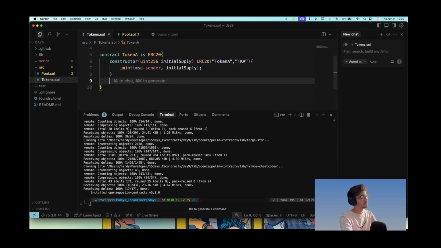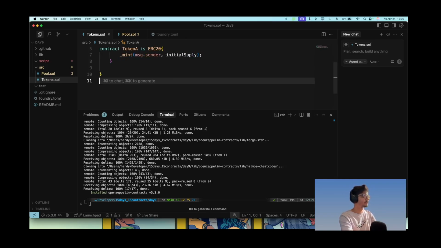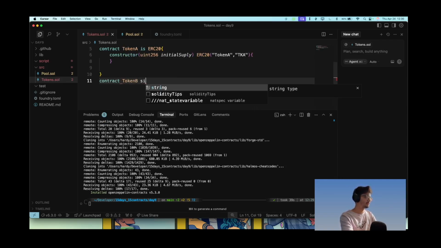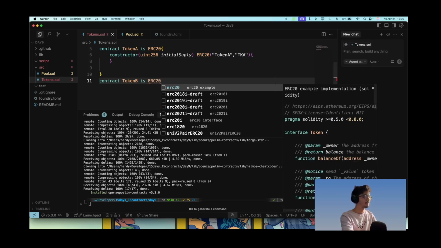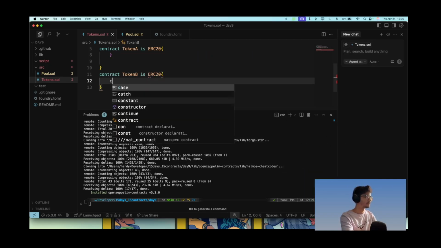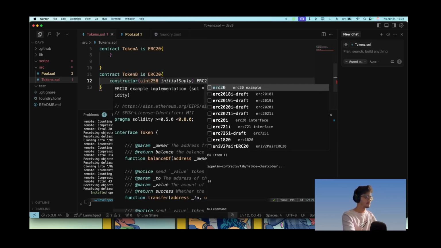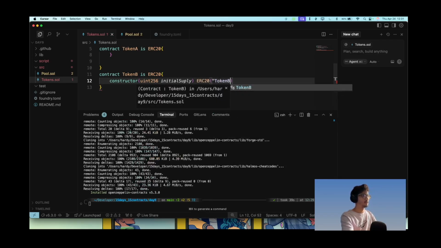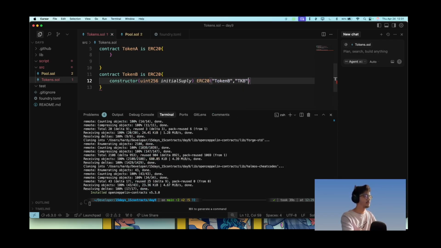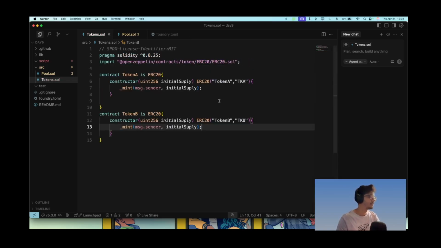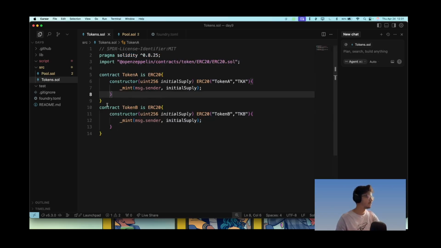Okay, and then we have another contract called TokenB. I'm putting all of this in the same file. We can do that, just use it while deploying. We'll keep things separate. So constructor uint256 initialSupply, and we have this ERC20 TokenB and symbol TKB. Okay, and we mint msg.sender the initial supply. So these are two tokens that we have now.